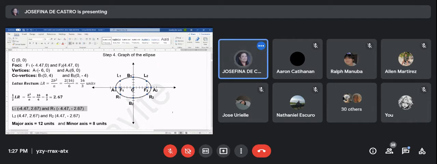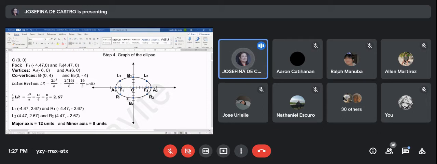L2 and R2, endpoints of the latus rectum passing through F sub 2. Katapat ni F sub 2. Therefore, 2.67 above and 2.67 below. Y ang magbabago. So, kinokopya mo lang ito, 4.47. So, for L2 and R2, 4.47, 2.67, and 4.47, negative 2.67, taas-baba. Major axis is 12 units, minor axis is 8 units. Ayan po ang kumpletong properties. Ito po yung sketch niya.